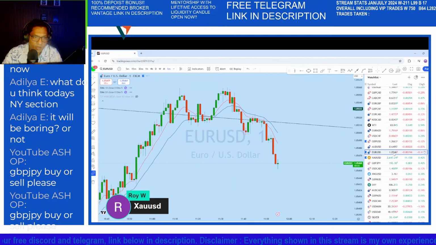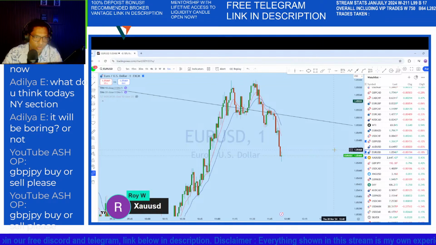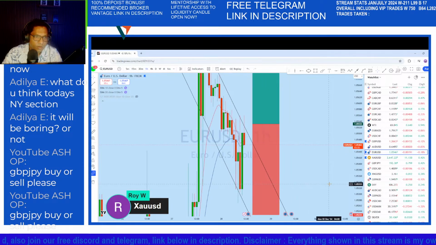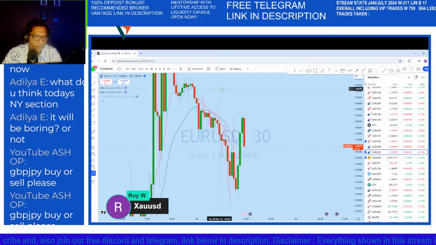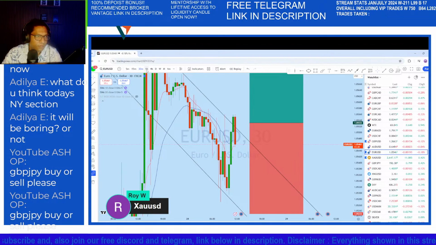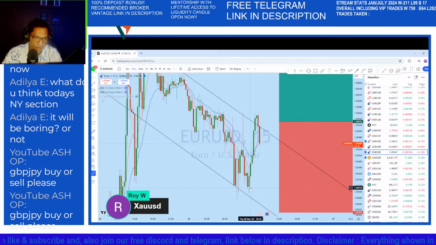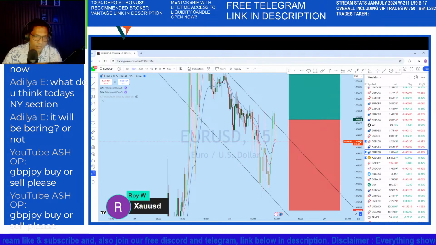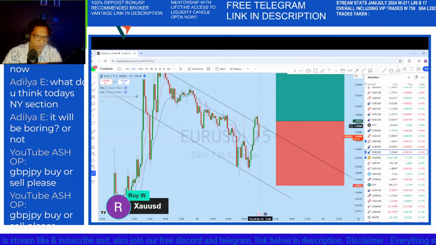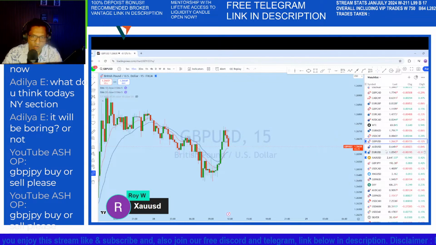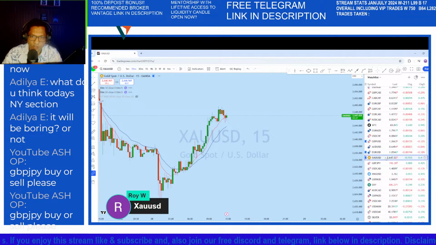Okay, so euro dollar is in a zone. If we look at the higher time frame, 1 hour, and the 15 minutes and 30 minutes price action, I would say it's a pullback. I don't consider it as a rejection yet. British pound US dollar as well. So euro dollar, say USD.